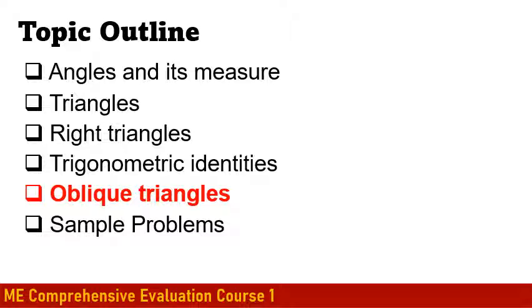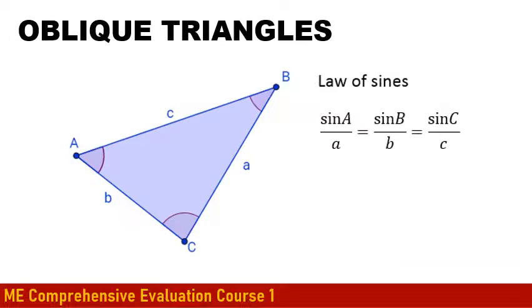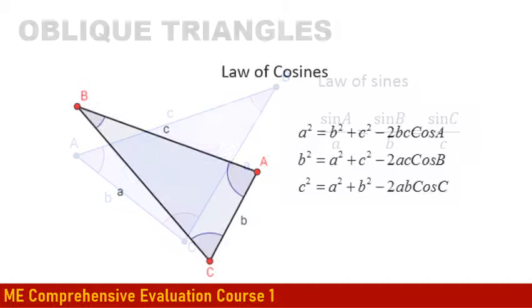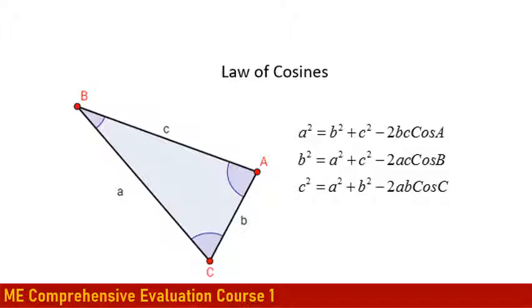Let's proceed to oblique triangles. Oblique triangles can be solved using the law of sines and cosines. Take note that we cannot use the Pythagorean theorem when the triangle is an oblique triangle. So, another way to solve them is using the law of sines. You can see here the formula for the law of sines. We also have the law of cosines in order to solve the different sides given the different angles and lengths.